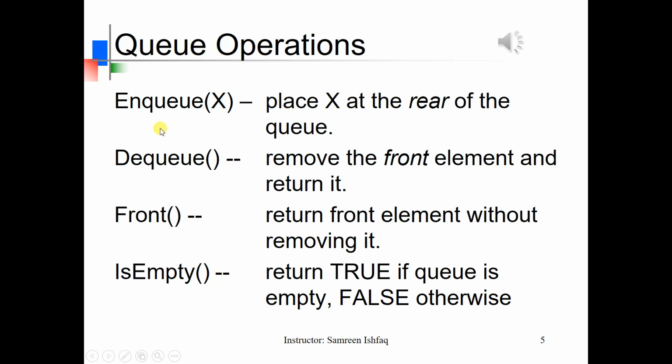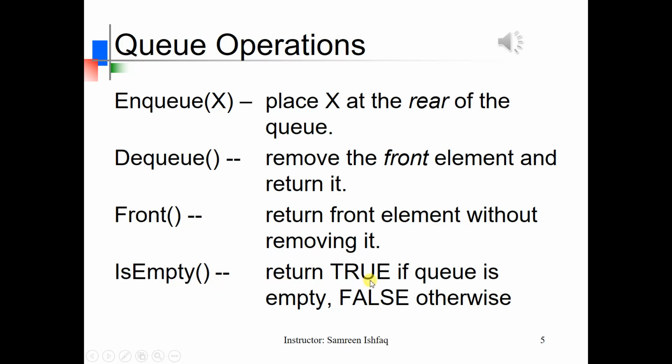So the basic operations of queue that we're going to cover are EnQ. EnQ means insertion, insert X at the rear of the queue. The next operation is DQ. DQ means remove or deletion. Delete the front element and return it. Front. Front is equal to top of the stack and get. It will only display the front element without removing it.